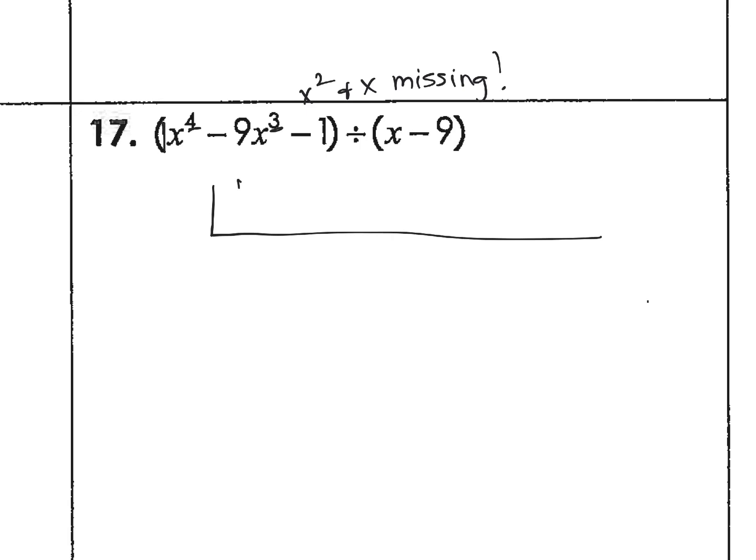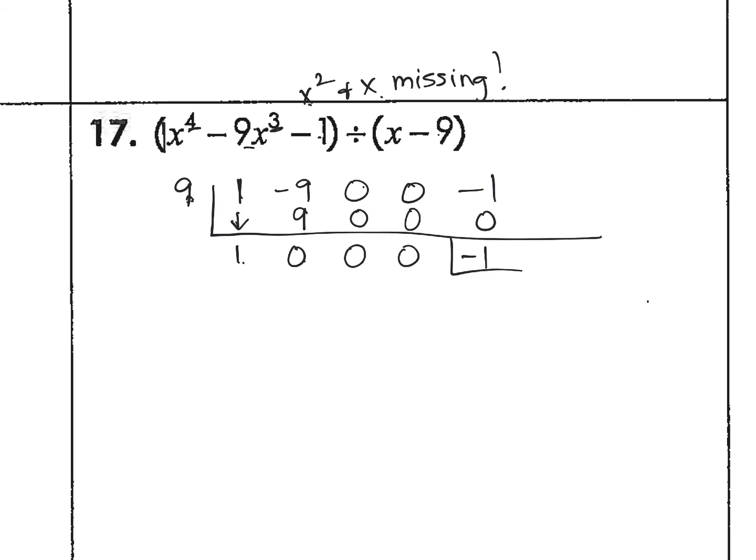1 here, so 1, negative 9. We're missing these two, so it's 0, 0. And then we end in negative 1. And this, of course, comes out as the opposite, 9. Bring down 1. 9 times 1 is 9. That's 0. 9 times 0 is 0. 0 plus 0 is 0. 9 times 0 is 0. 0 plus 0 is 0. 9 times 0 is 0. And you get negative 1 as a remainder.